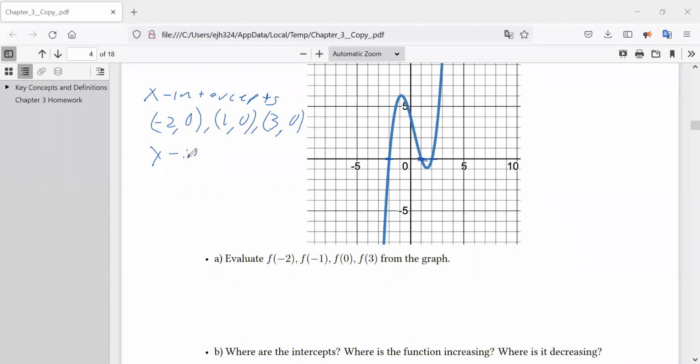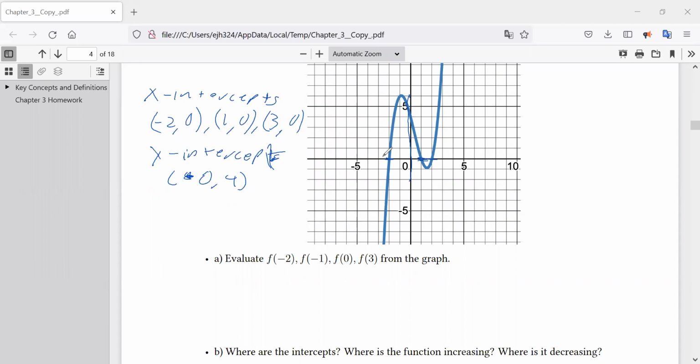So y-intercepts. If it's a function, there's only going to be one y-intercept. Otherwise, it would fail the vertical line test at the y-axis. So what is the y-intercept for this guy? 4, right? Sorry, it's going to be (0, 4), right? 4 is the y value, but we can't forget that the x value is 0 on the y-intercept. Cool.